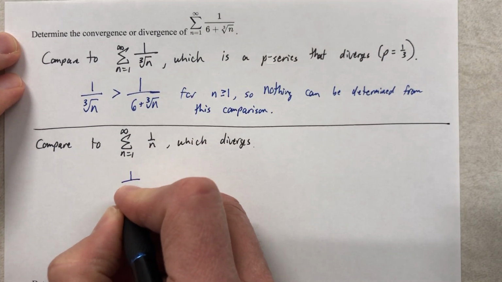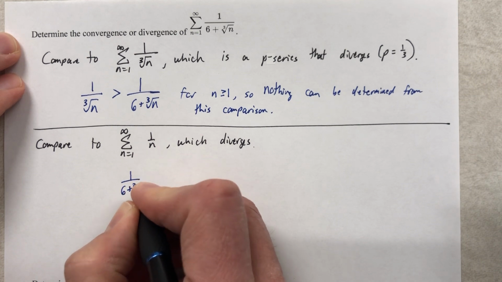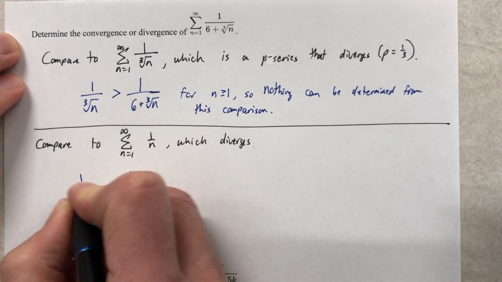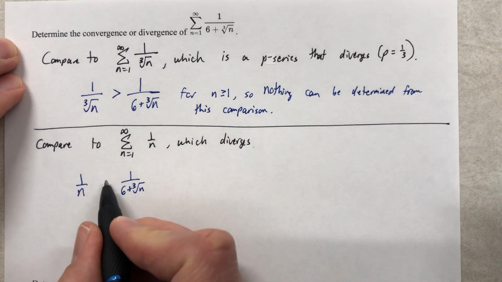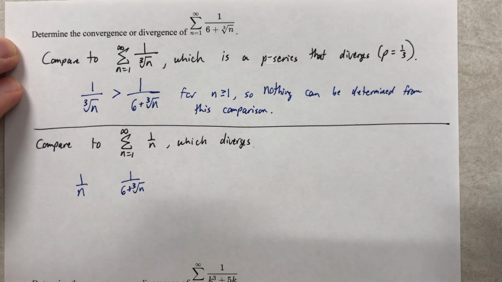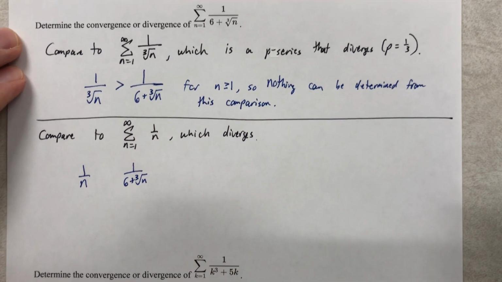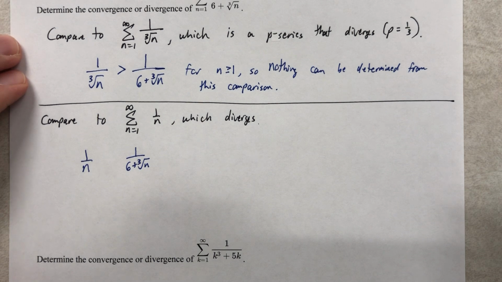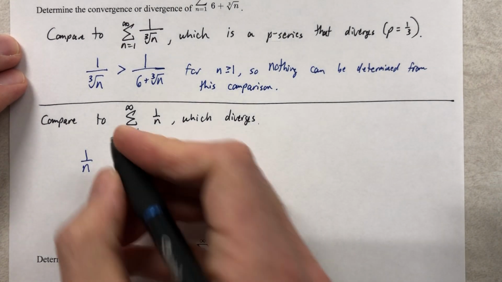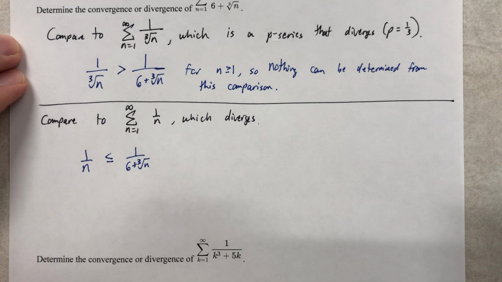So 1 over 6 plus cube root of n, and then 1 over n. And I really want this to be a less than or equal to symbol. So let's figure it out. We're going to make sure it works. I'm actually going to go ahead and start writing it as a less than or equal to symbol, and I'm going to make sure it works. And if it doesn't, I'll be like, nope, nope, nope. Okay, so let's just start trucking. Less than or equal to.